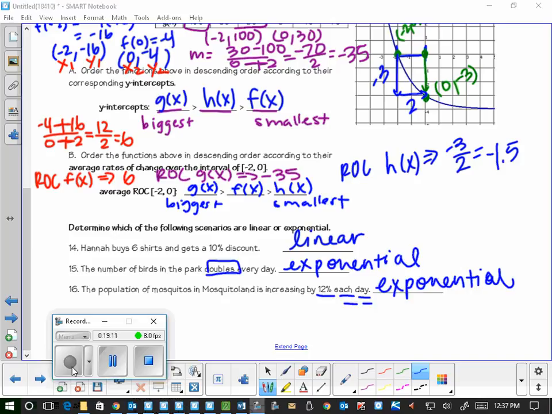Okay, you should have gotten exponential for both of them. The keyword for number 15 was doubles, and number 16 did have a percent, but the mosquitoes were increasing 12% each day. That means it increased by 12%, and the next day it increased by 12% again. All right, so this is just a little review. Remember to continue looking at comparisons between linear and exponential, okay, and just some other things on it.